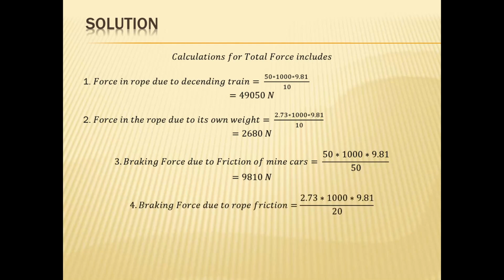Now we come to component number 4, braking force due to rope friction. That will be given by the mass of the rope, which is 2.73 multiplied by the length of the haulage, that is 1000, multiplied by acceleration due to gravity, multiplied by the rope friction factor, which is given to us as 1 by 20. So this gives us a numerical value of 1340 newtons.